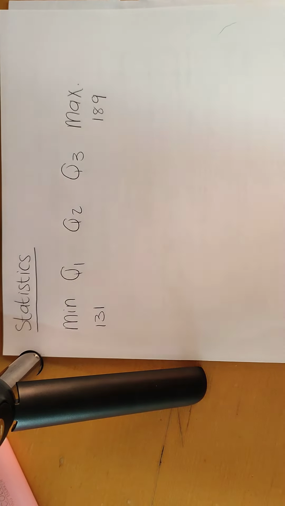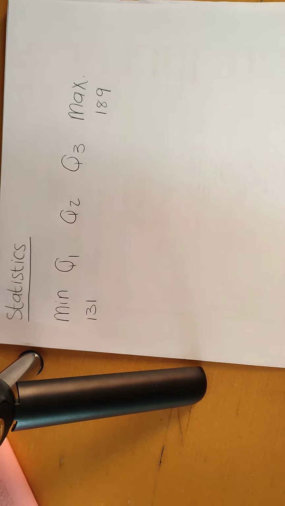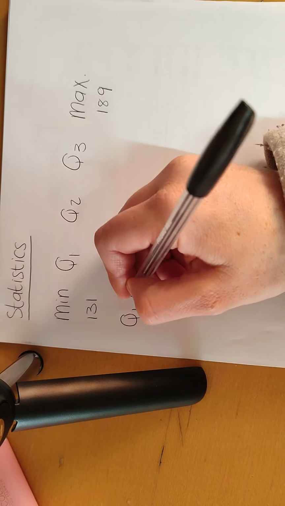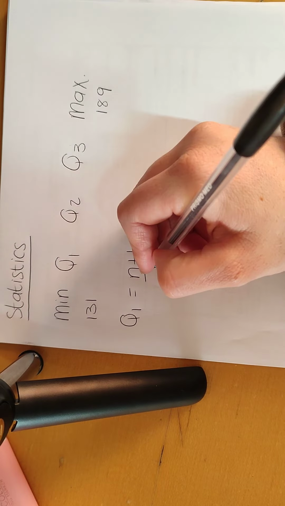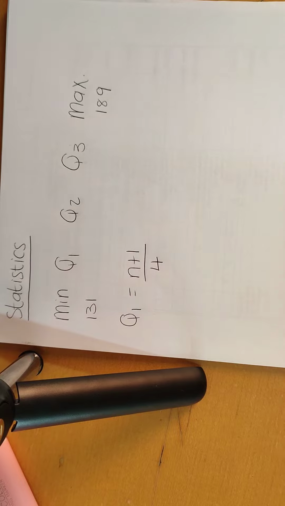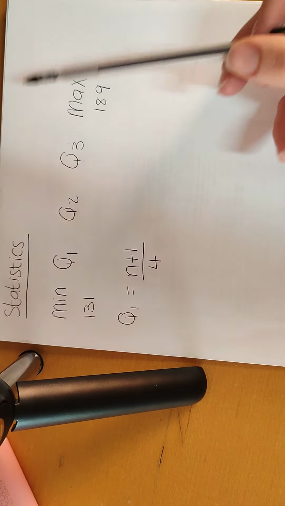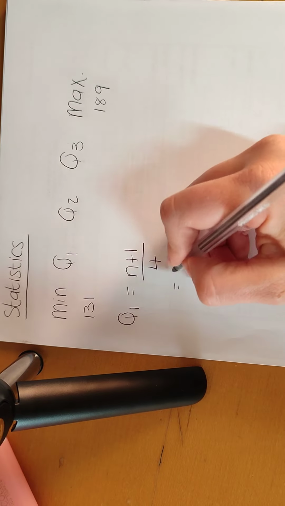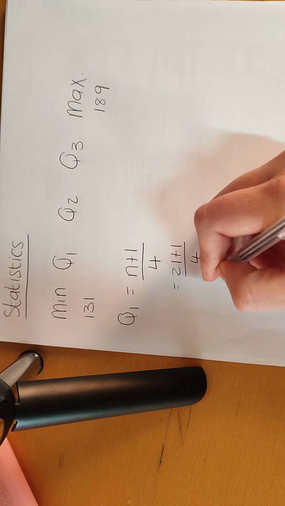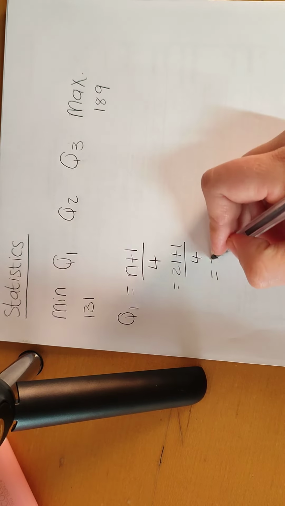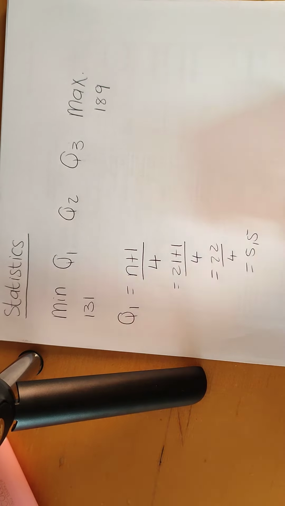Now the problem comes in with your quartiles. Now if you guys remember correctly, the formula that I gave you for the quartiles is quartile 1 is equal to n plus 1 divided by 4. So this is your formula that I gave you. N as in the amount of numbers in your data set. Now we had 21 numbers in the data set. Plus 1 divided by 4 is equal to 21 plus 1, which is obviously 22. Divided by 4 will give you 5,5.